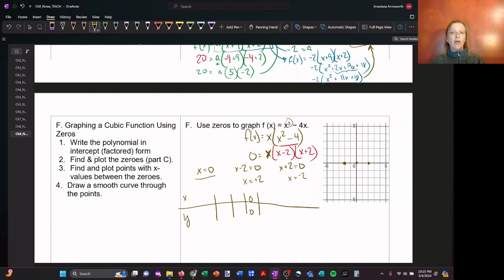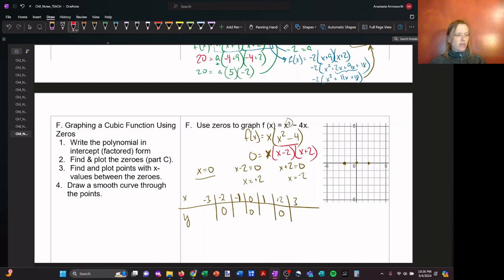I know that there's a 0 at negative 2. I know that there's a 0 at positive 2. So I'm going to test some values in between here. I'm going to test negative 1 and positive 1. I'm going to test negative 3 and positive 3. And I'm going to get some values in between these and outside of these zeros so that I know what the rest of the graph looks like.